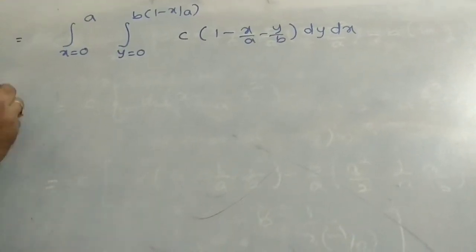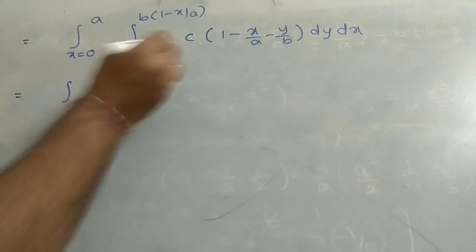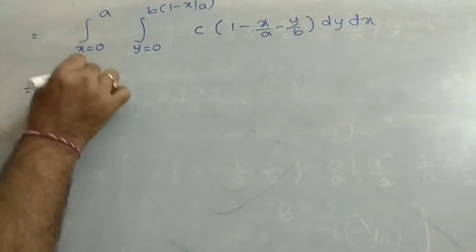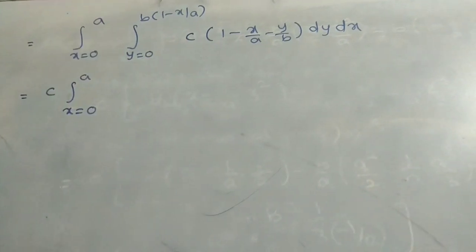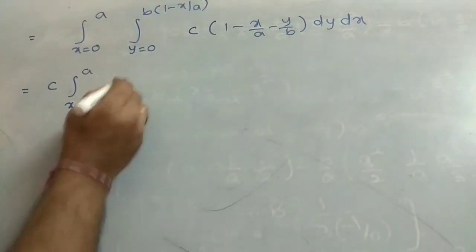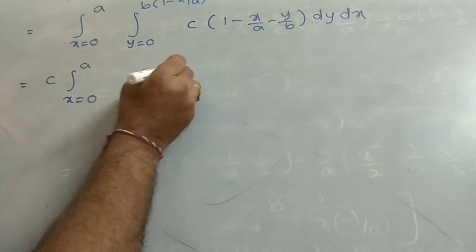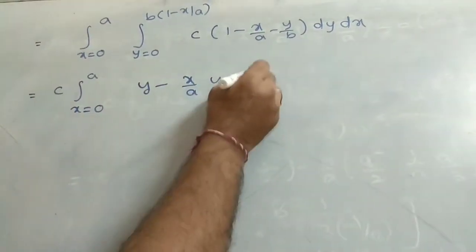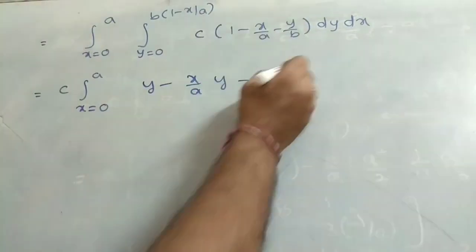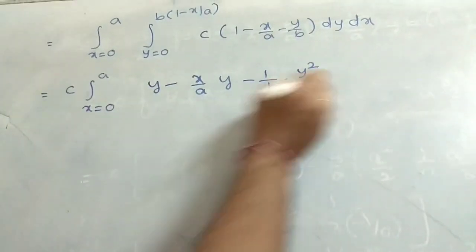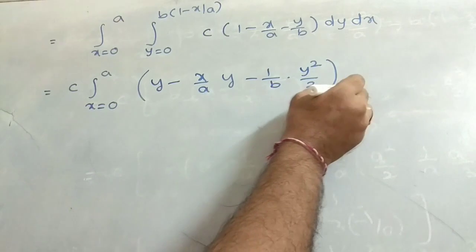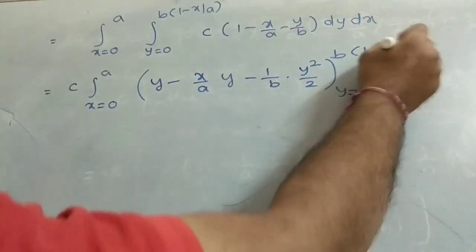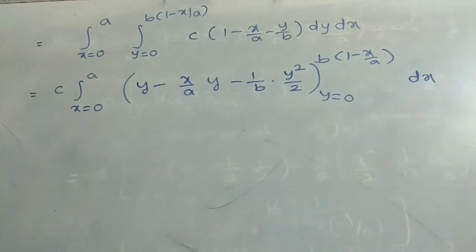Now let us do the integration. So c constant you are taking out of the integral, x equal to 0 to a. I am doing the integration with respect to y. So one integration is y, minus x by a constant into y, minus 1 by b constant. Y integration is y square by 2. So write down the y limits 0 to b into 1 minus x by a. Still we have here dx.